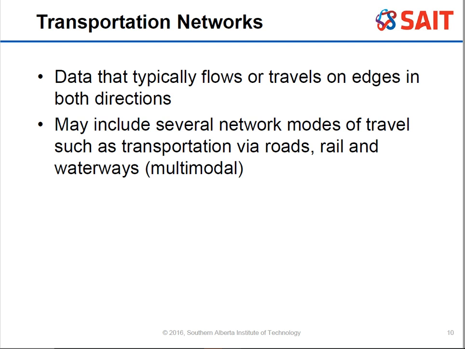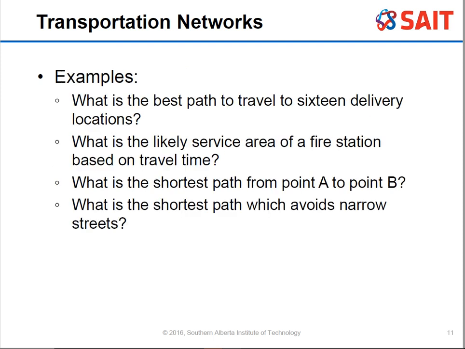Anyway, so you can include different modes of travel as well. So railroads, roads, and waterways, or bike, or transit. So there's a whole array of different things that you can put together with a transportation network. Some of the things that we might want to answer, for example, is what's the best path to travel to 16 delivery locations?